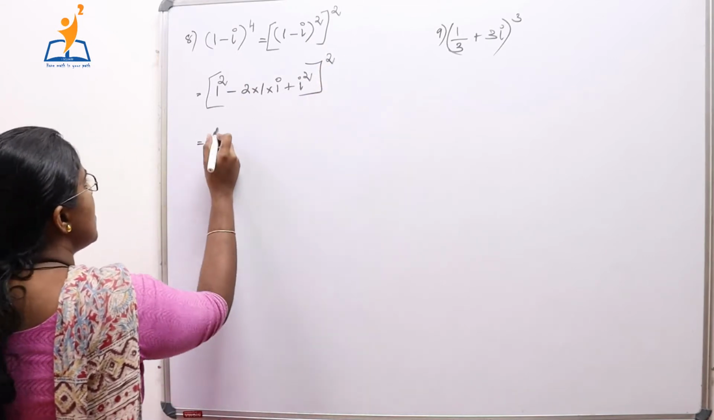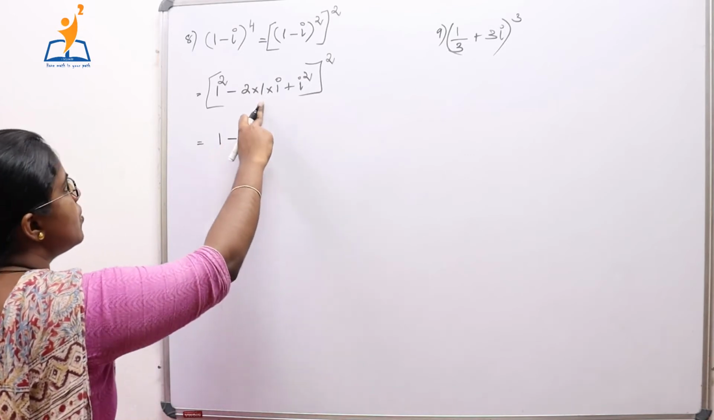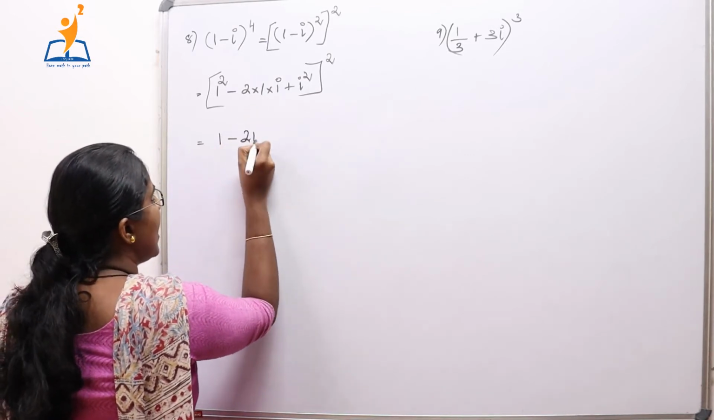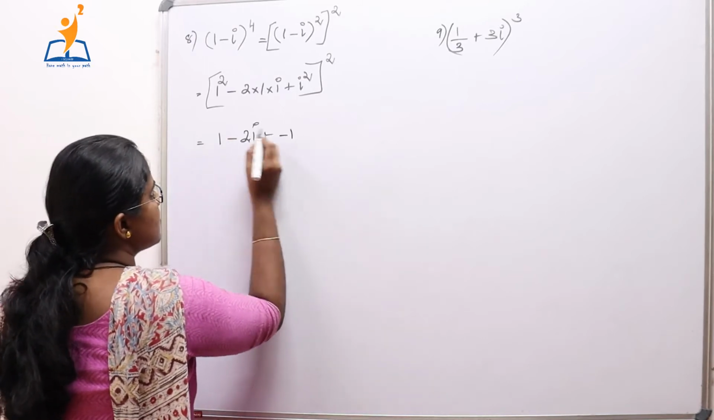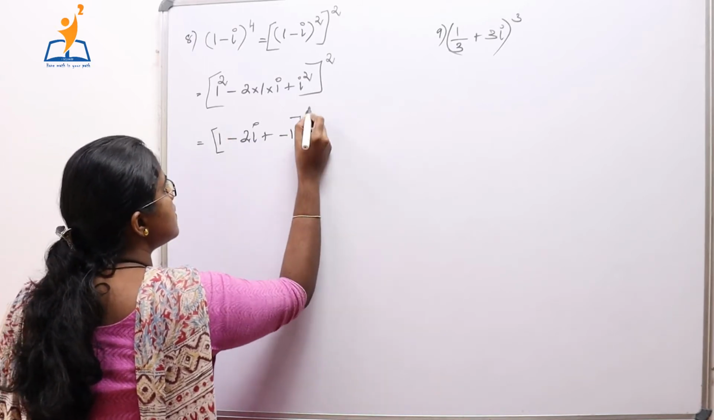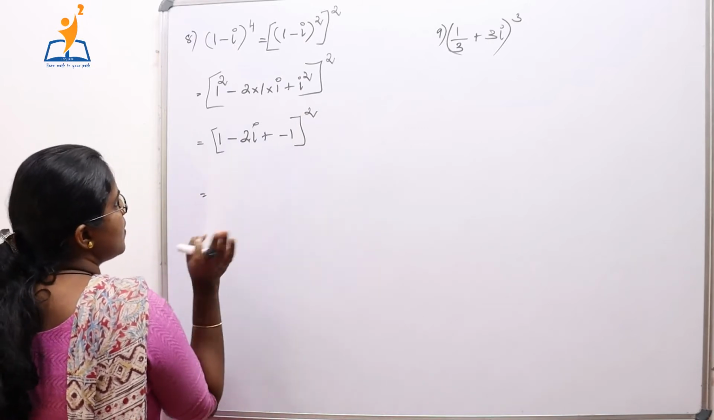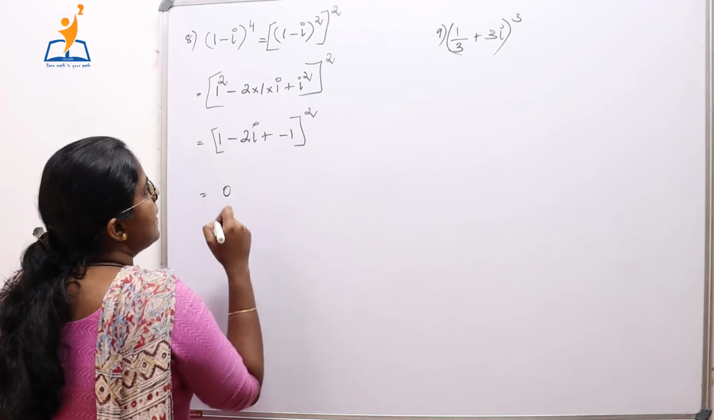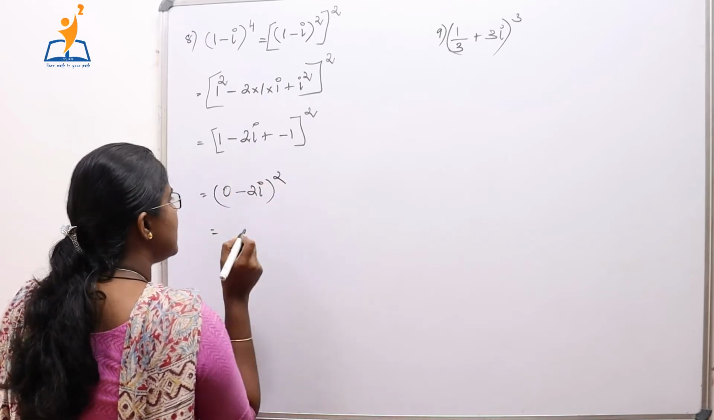Now 1 square is 1, minus 2 into 1 is 2, 2 into i is 2i, plus i square. i square is minus 1. The whole square. So we will add up the real parts. That is 1 minus 1. It is 0. Minus 2i the whole square. That is minus 2i square.